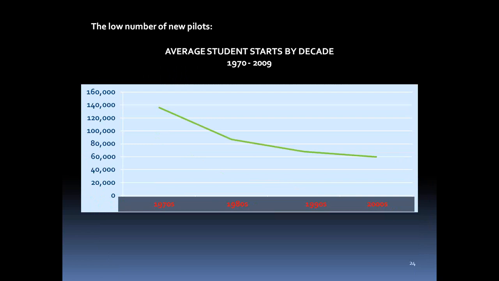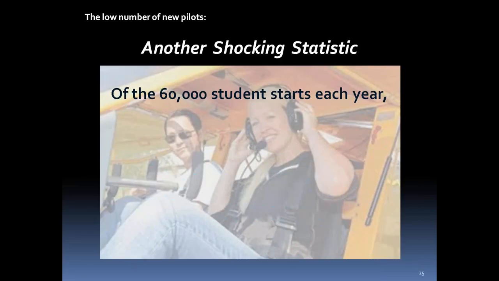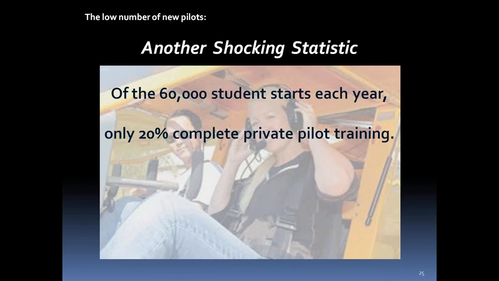So if we look at that across those four decades, in the 70s, 136,000 a year, the 80s, 87,000 a year, the 90s, 68,000, and the 2000s, 60,000. So that's a pretty steep decline, and the trend line is down. The FAA just a few months ago indicated that it was going to be probably under 50,000 student starts in 2010. So we're still dropping the number of student starts every year. Here's another shocking statistic. Of the 60,000 student starts each year, only 20% complete their private pilot training. So that's only 13,000 new private pilots a year. Very low number.